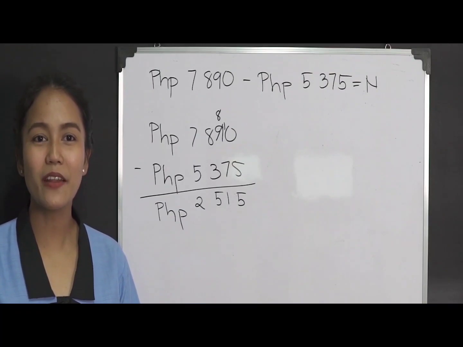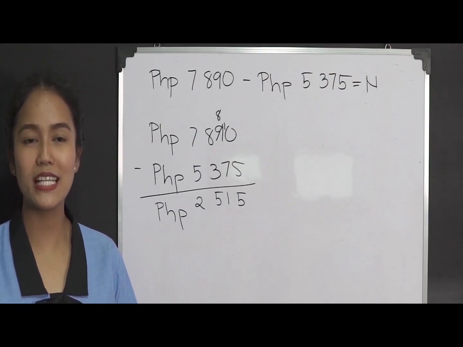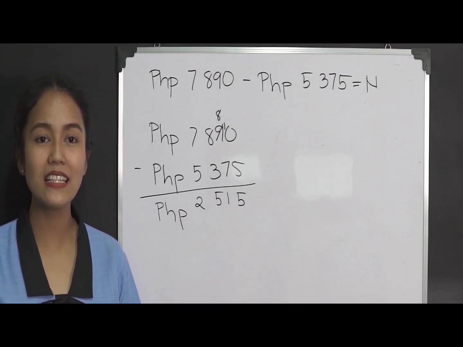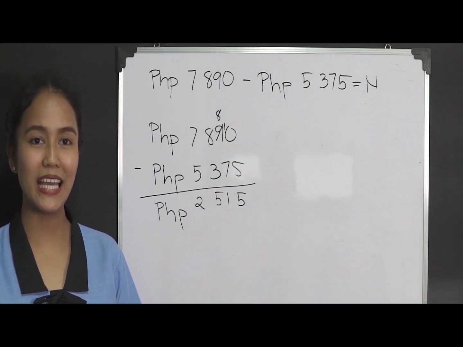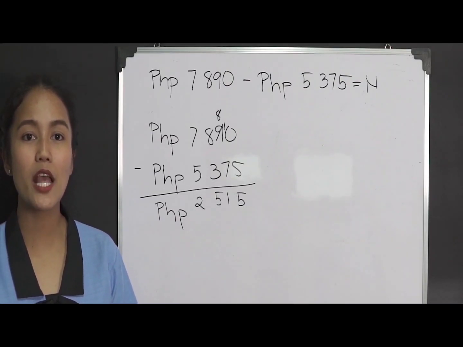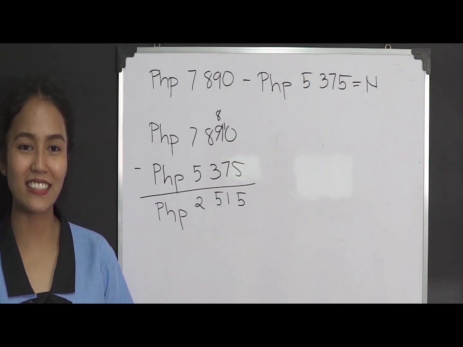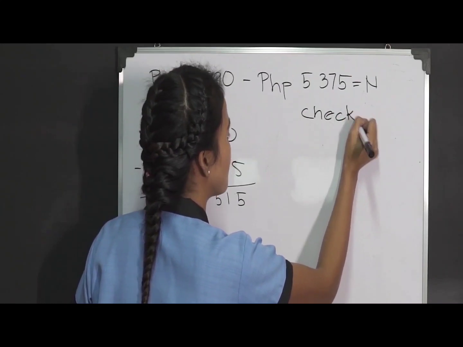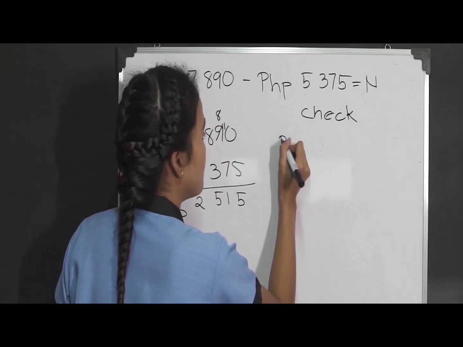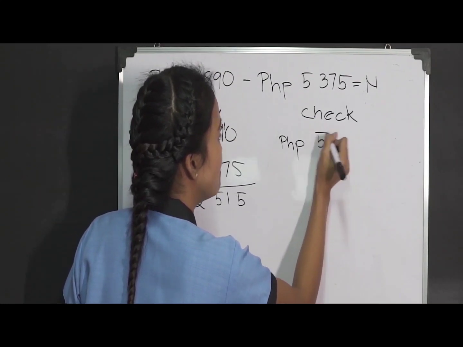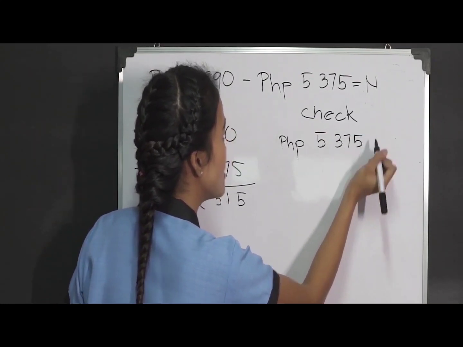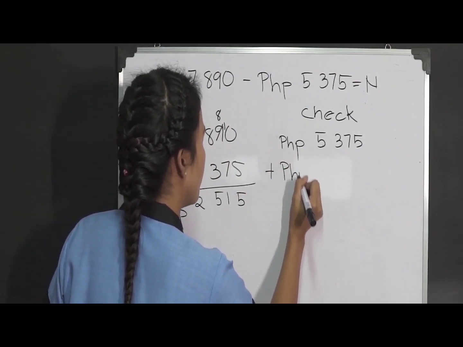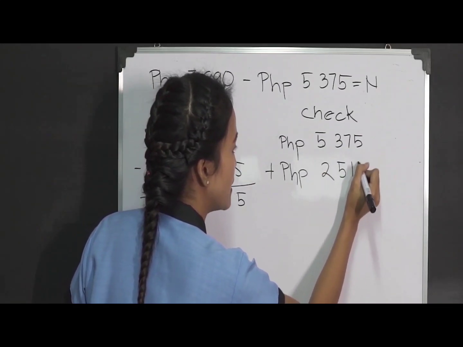To check it, use the reverse operation of subtraction, which is addition. Add the money left in her wallet and the money she spent in the department store. If the answer you get is the amount of her money at first, therefore, your answer is correct. So, let's check it. 5,375 pesos plus 2,515 pesos.